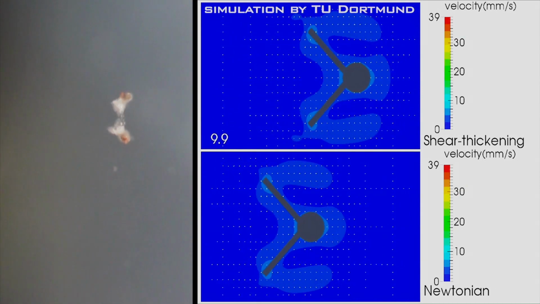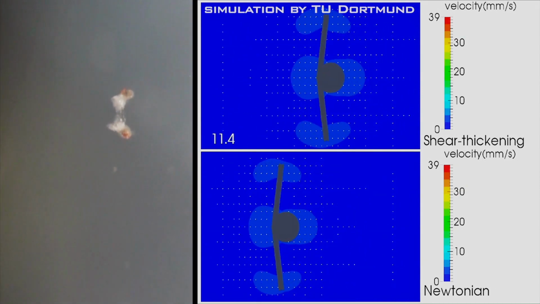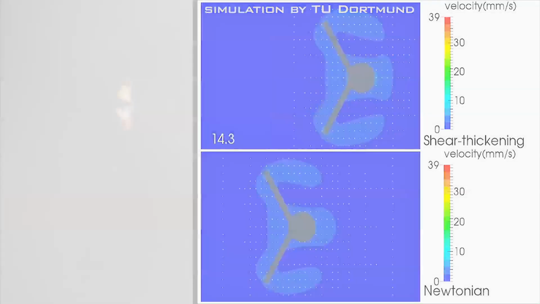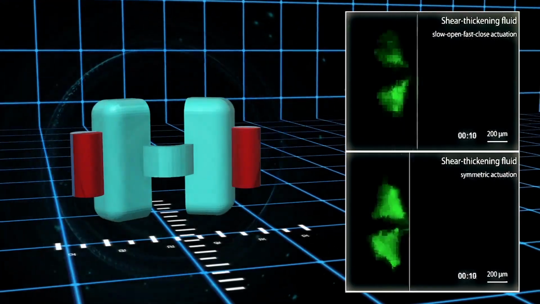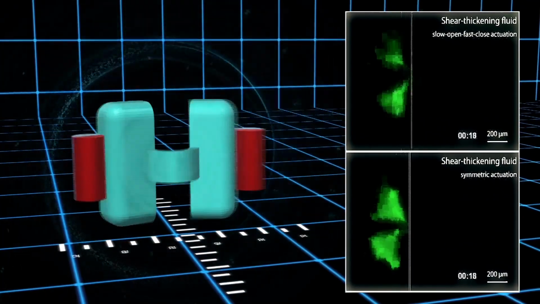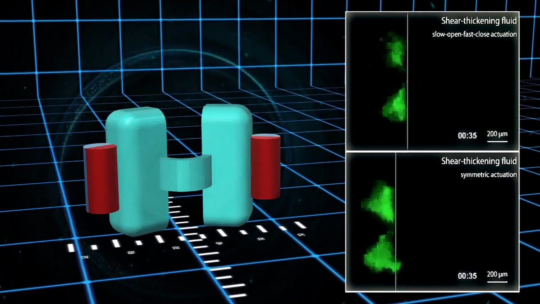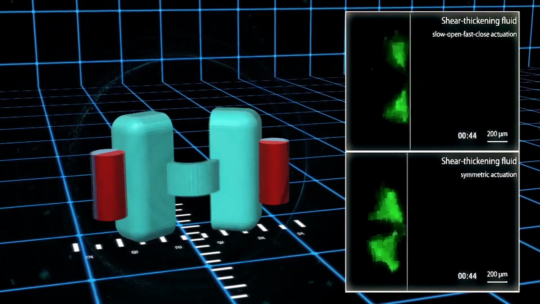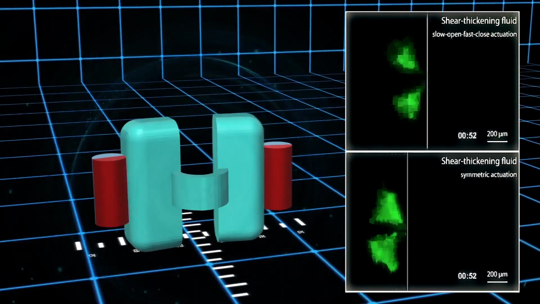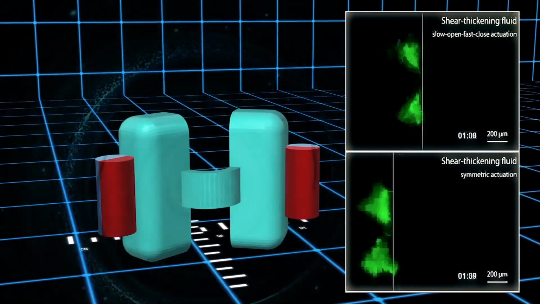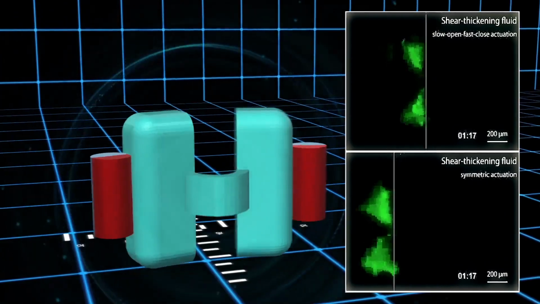Now, during the opening phase, which is slow, the viscosity is relatively low on both sides, and the scallop is sucked back as the shells open. The reciprocal nature of the stroke means that the scallop moves forwards during the closing phase and backwards during the opening phase. But because of the shear thickening property of the fluid, it moves forwards more during the forward stroke than it moves backwards during the backward stroke. The net result is that over many cycles, our microscallop moves forward.